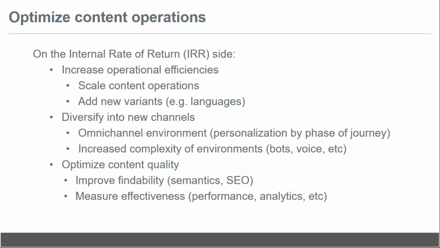Or maybe we have some increased complexity, like now we have to support a chat bot and a voice interface. Those are things that we're adding on to respond to emerging technologies. And we want to optimize content quality. So it could be about findability, it could be about accessibility, it could be about measuring effectiveness so that we can improve the content in that kind of continuous improvement cycle. So those are the things you'll hear more on the techcomm side.